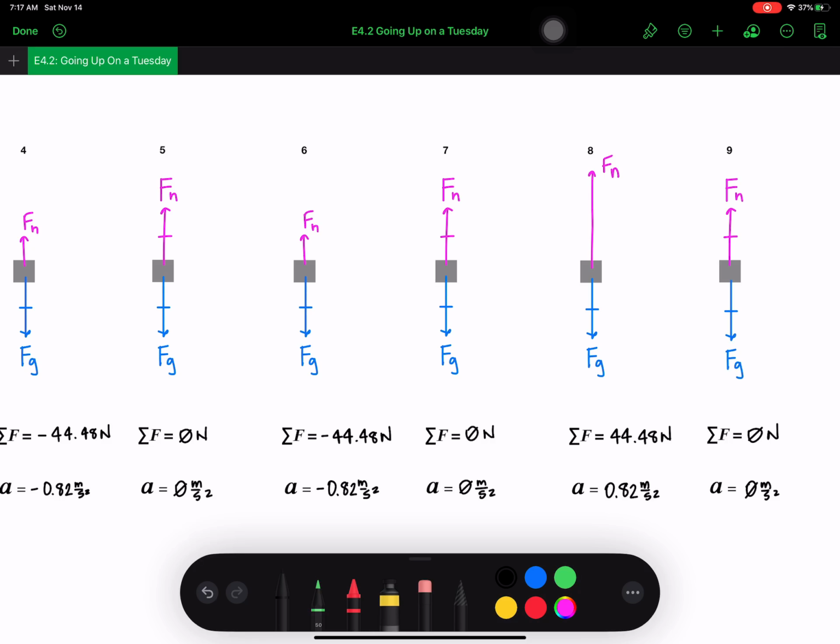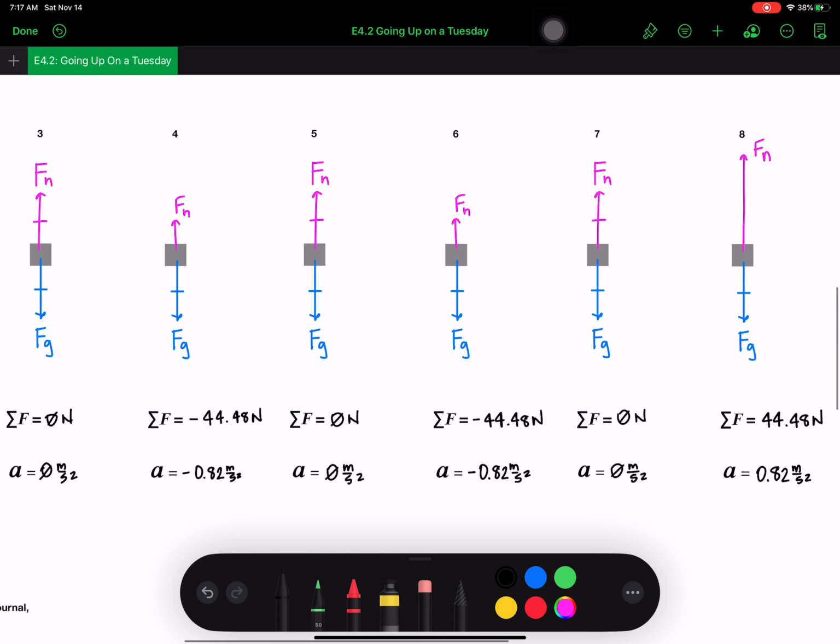So again, position 2, elevator was moving up, speeding up, and position 8, elevator was moving down, slowing down. So in both situations, the elevator has an acceleration pointing upwards. However, the elevator is doing two different things, either speeding up in position 2 or slowing down in position 8. But you'll notice that the free body diagrams are the same.